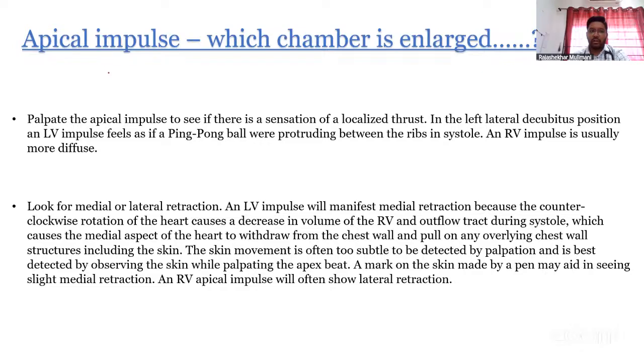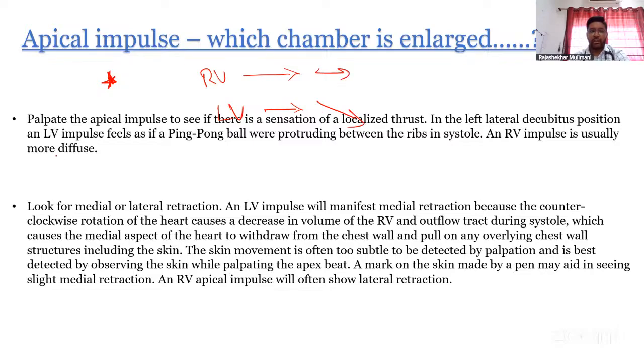Another important thing that you're going to comment on is in which chamber the enlargement is, based on the apical impulse. We know from the very outset that right ventricular enlargement shifts the apex out, that is, in the same intercostal space, whereas a left ventricular enlargement shifts the apex down and out. So this is one important reason.